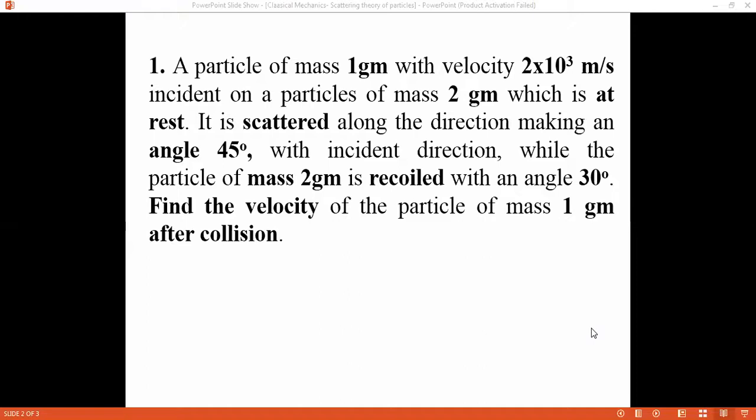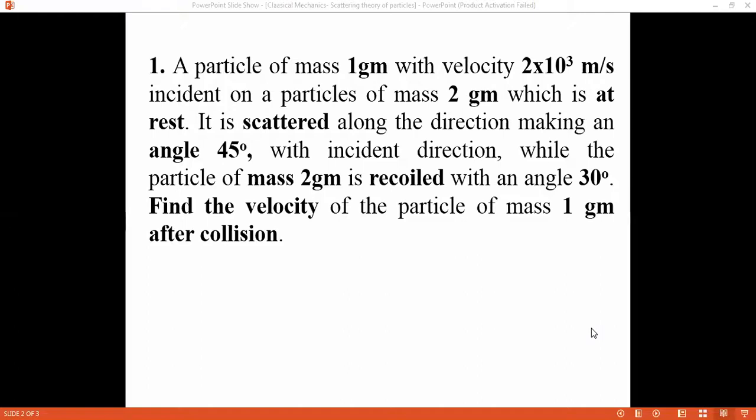This is the scattered particle, and the particle in the downward direction, the negative y direction, is nothing but the recoil nucleus. So theta is equal to 45 degrees. Which one is scattered? The particle of mass 1 gram is scattered at an angle of 45 degrees with the incident direction, while the particle of mass 2 gram is recoiled. This is the recoil nucleus with an angle phi, which is equal to 30 degrees.